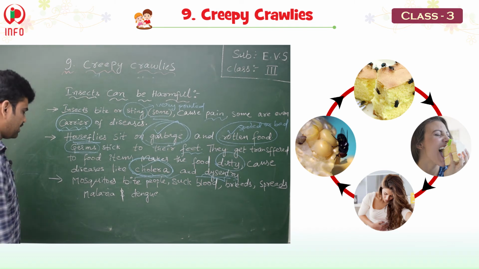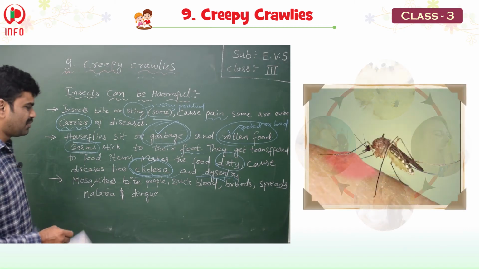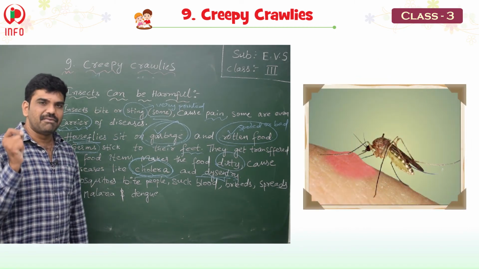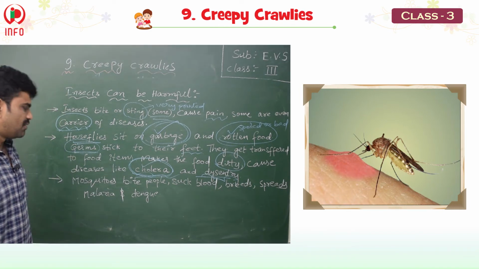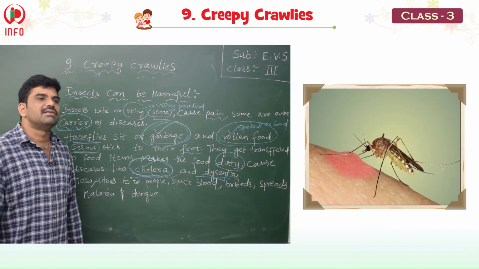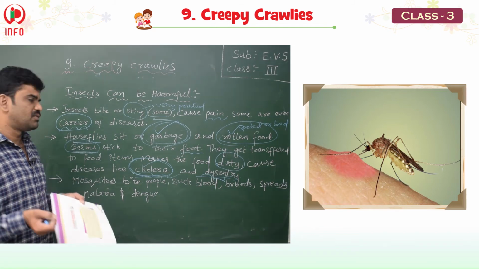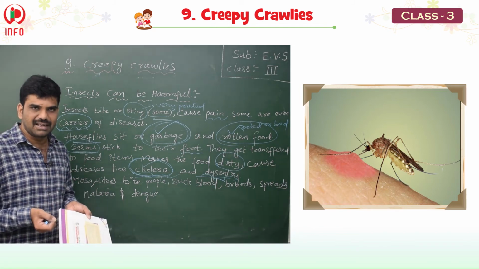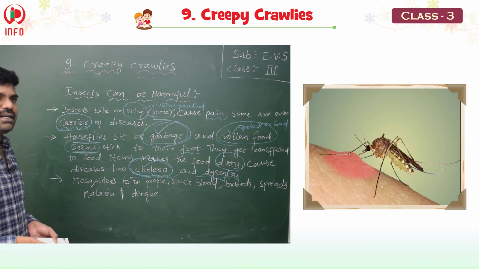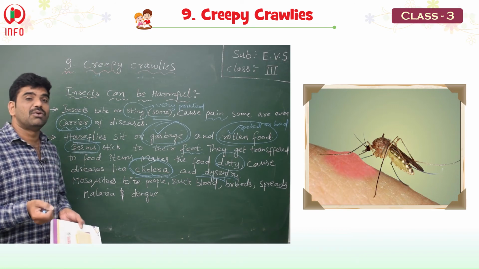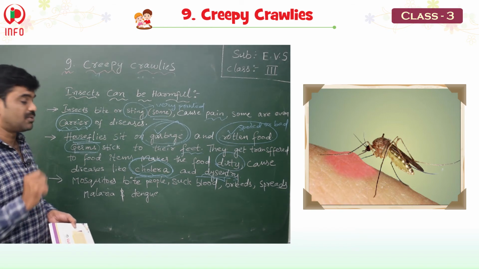Cholera and dysentery. Next one, let's go for another type of insect, the mosquito. Children, you are very familiar with mosquitoes. Am I right or wrong? All of you have mosquitoes in your houses, yes or no? Those houses which are very clean don't have mosquitoes. Those houses which are very dirty will have mosquitoes. So what do we have to do? We have to keep our house clean, not only our house, our surroundings also.